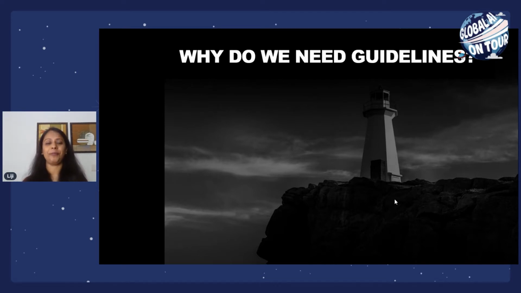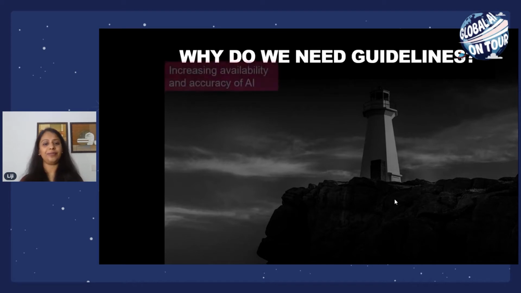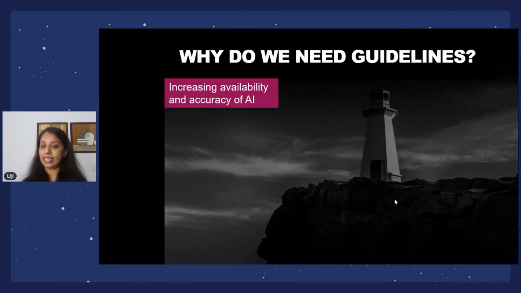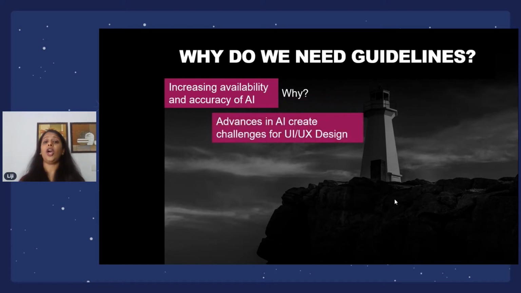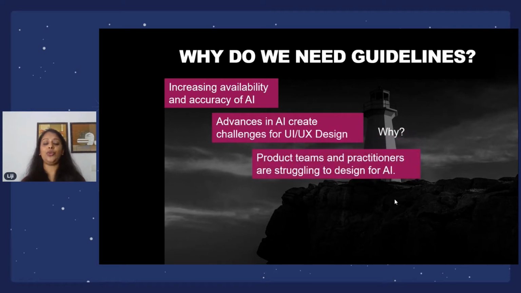So let's start with the first one. Why do we need guidelines? So the reason we need guidelines, I would say, is because of the proliferation of AI. AI is improving, it's just accessible and available, and the accuracy is just so increasing now. You could ask me, so still why, Liji? Why do we need guidelines? Because of the proliferation of AI, UI UX designers and AI practitioners in general are facing a lot of challenges. Again, why exactly?